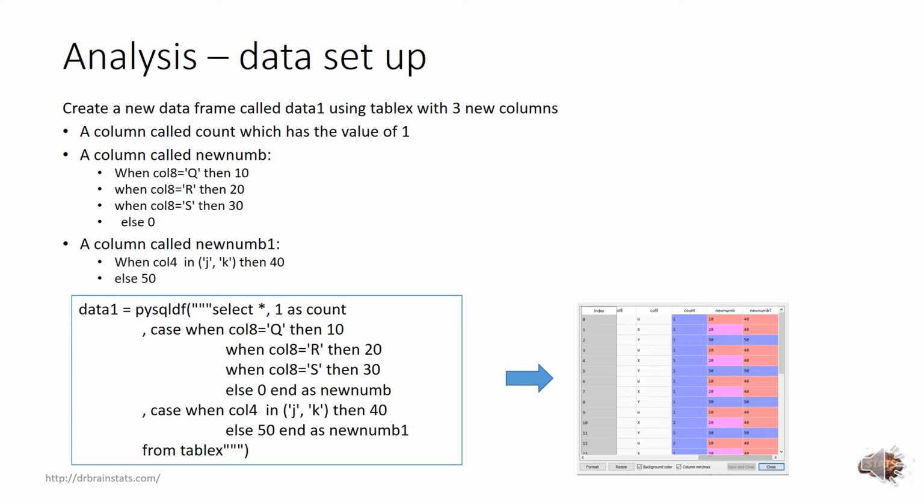And finally, a column called new num1. So when col 4 equals j or k, then give it a value of 40, else 50. The code is shown and results are shown on the slide.